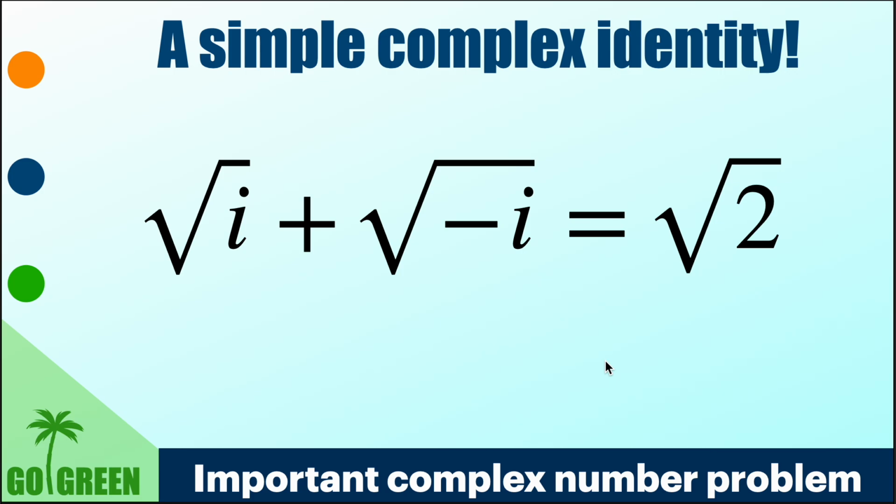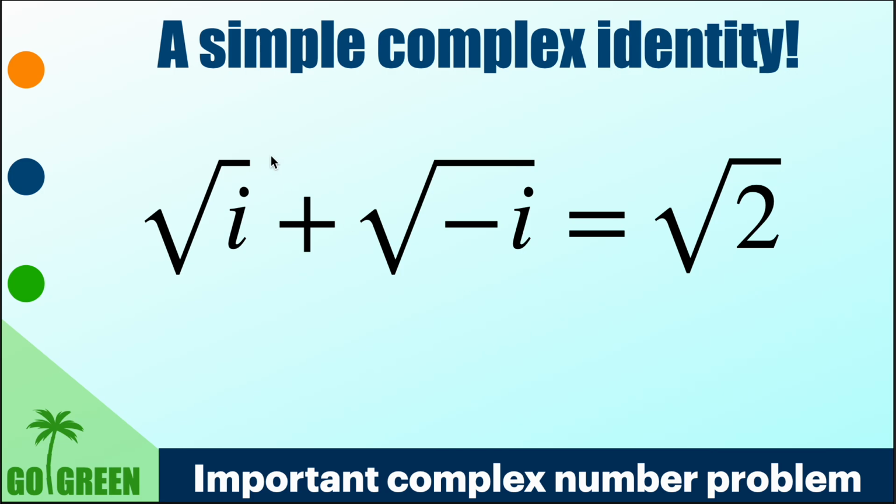For example, if you give 1, what is the square root of 1? This is not only 1, minus 1 is also a square root. So square root always gives two values, but principal square root means a unique square root. So basically it is one of the square roots.